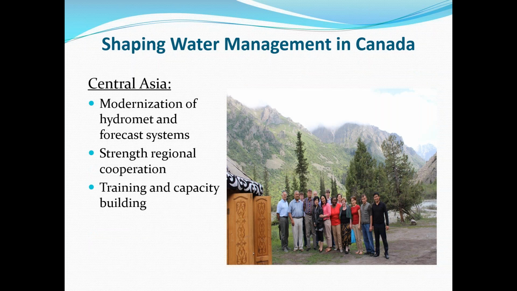Another project was in Central Asia. It was actually focused in Tajikistan and Kyrgyzstan. It was looking at modernizing their hydromet forecast system. The real focus of this project being in the Central Asia area was the RLC and strengthening the regional cooperation, in this case between Tajikistan and Kyrgyzstan, on sharing information, sharing training opportunities, sharing information on the various river courses, and trying to build some cooperation at that level. There was, of course, again, a training and capacity building element to it.